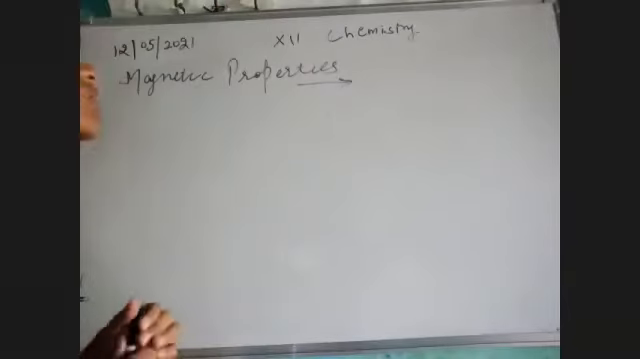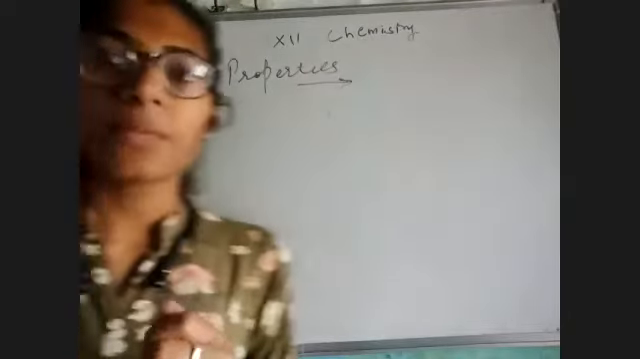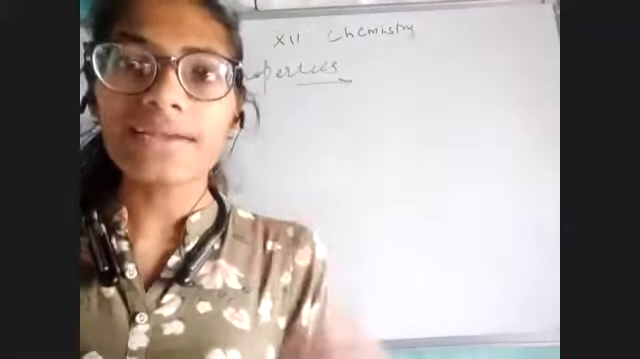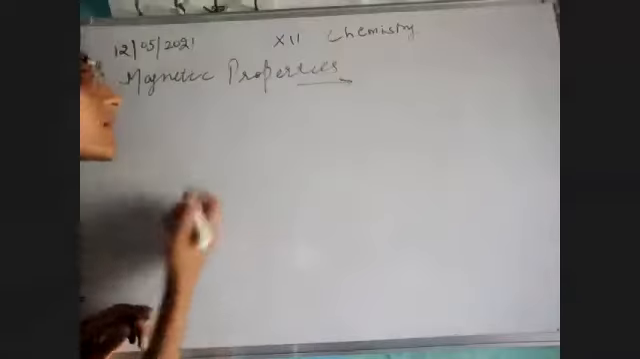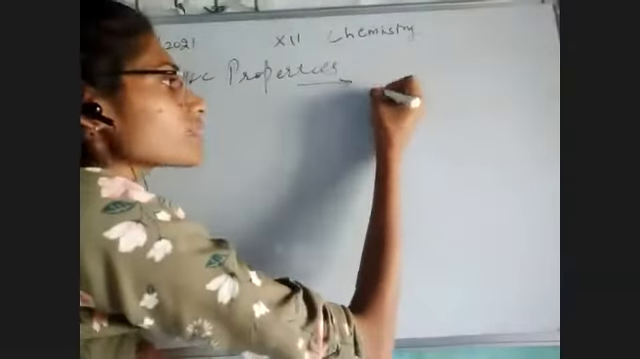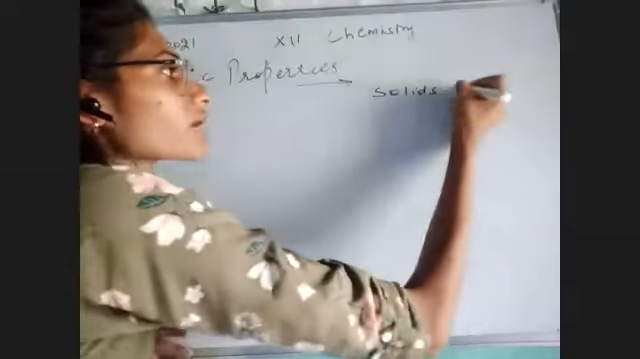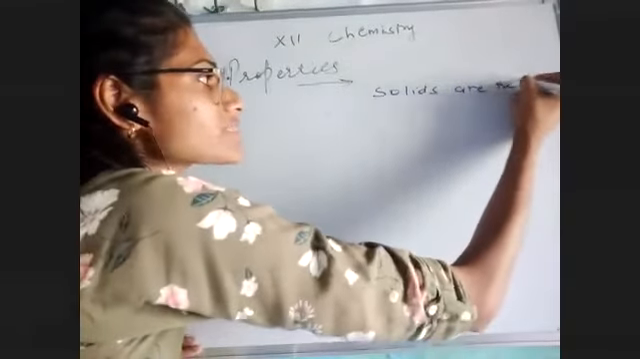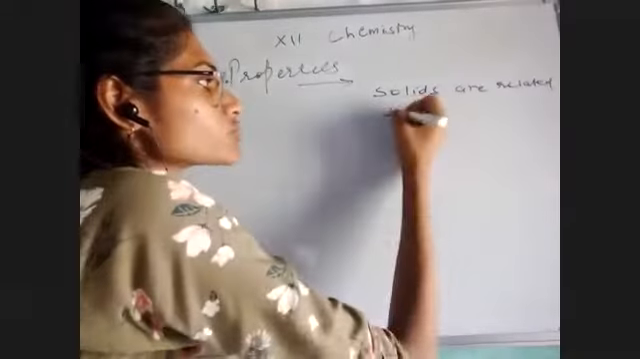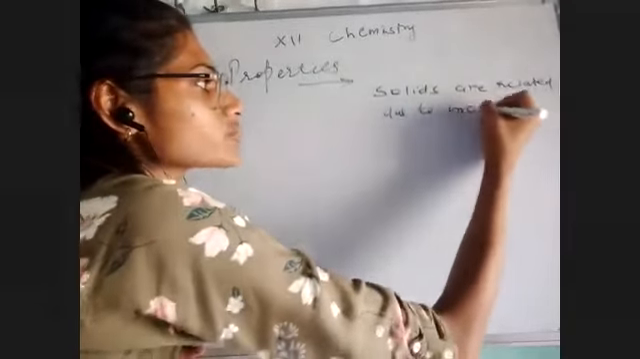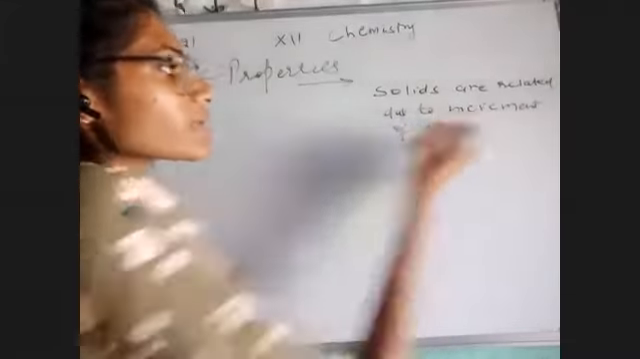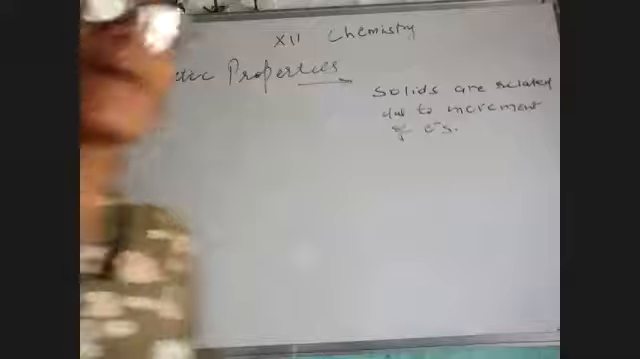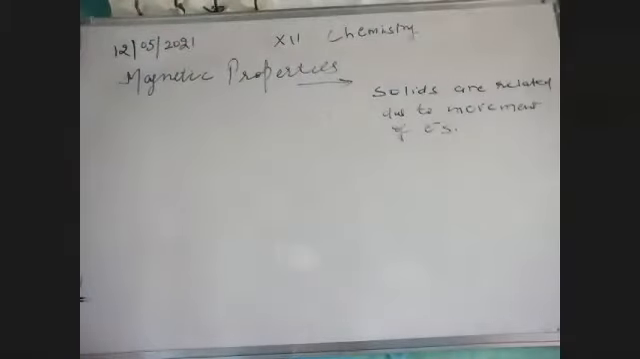Now let's start with today's topic, which is the magnetic properties of solids. How can the magnetic property of solids be described? Class, I have already told you that all the properties of solids are related to the movement of electrons. You know that very well, right? Whenever electrons are moving, they can show different properties, like electrical property or magnetic property.